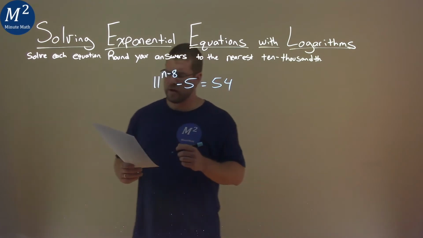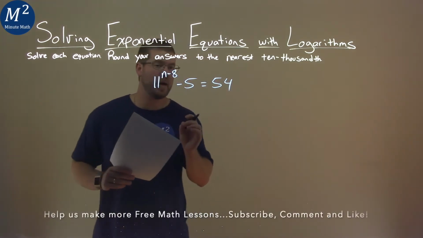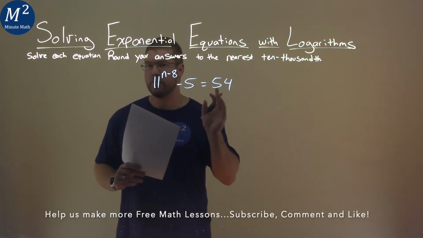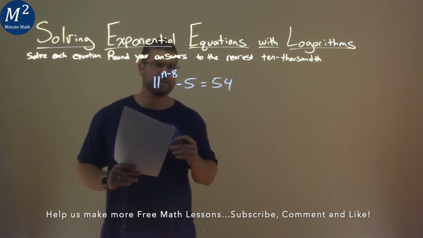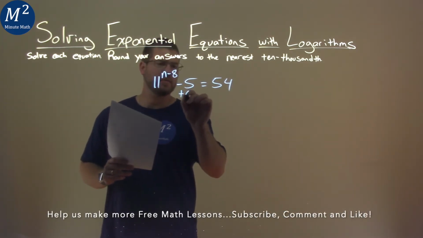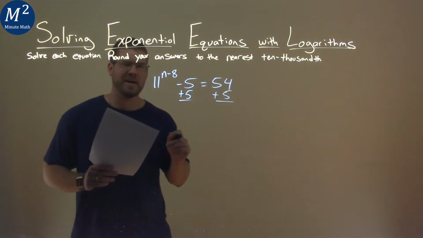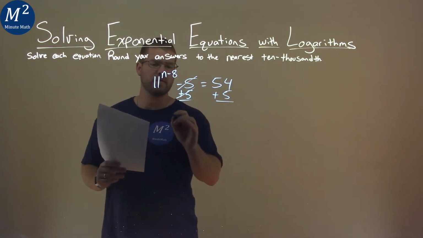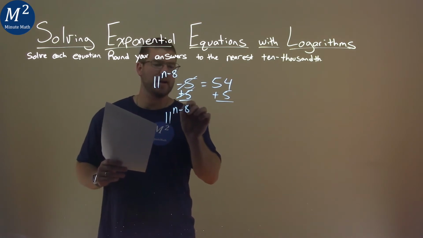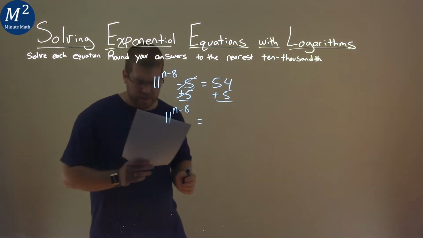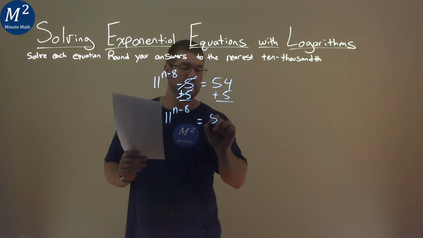We're given this problem right here, 11 to the n minus 8 power minus 5 equals 54, and we have to solve this equation. Well, first thing I like to do is add a 5 to both sides here. Let's try to get this n with this power by itself. 5's cancel on the left, and we have 11 to the n minus 8. And that's equal to 54 plus 5 is, well, 59.